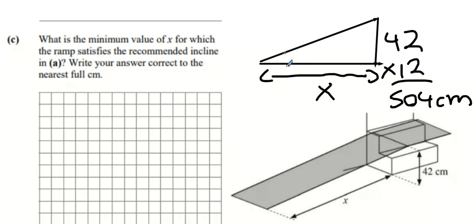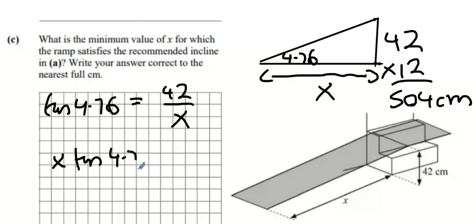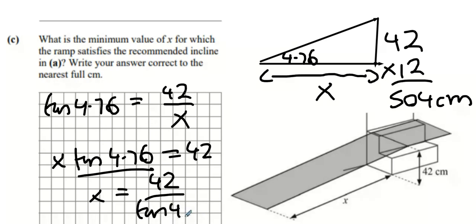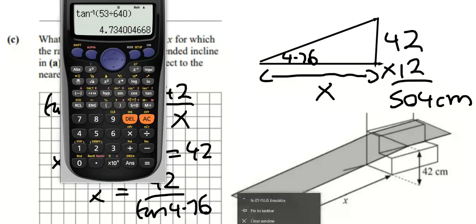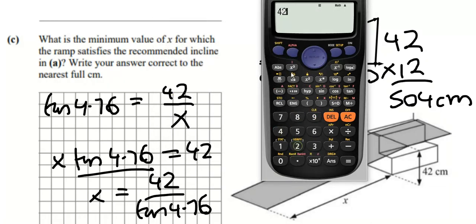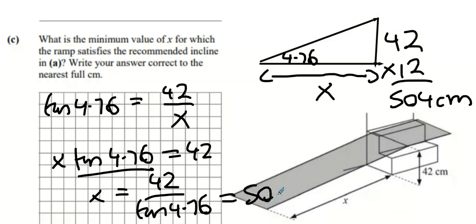What angle did we say this was again? 4.76. Tan 4.76 is 42 divided by x. Bring the x upwards. So x tan 4.76 equals 42. What will I do with the tan 4.76? Put it underneath. Now, because we rounded off, we might not get exactly the same answer, but we'll give it a go. 42 divided by tan 4.76. What do we get there? 504 as well. So it didn't matter what way we did it, we get the same answer.